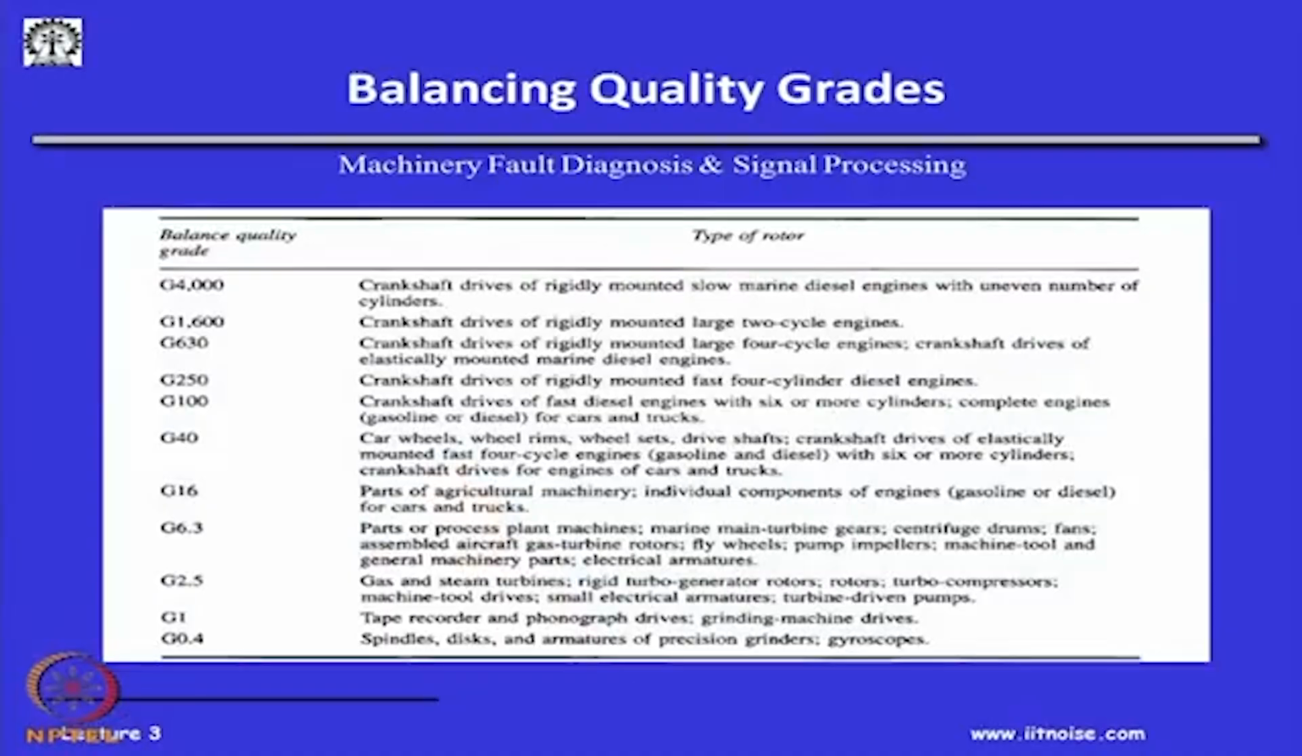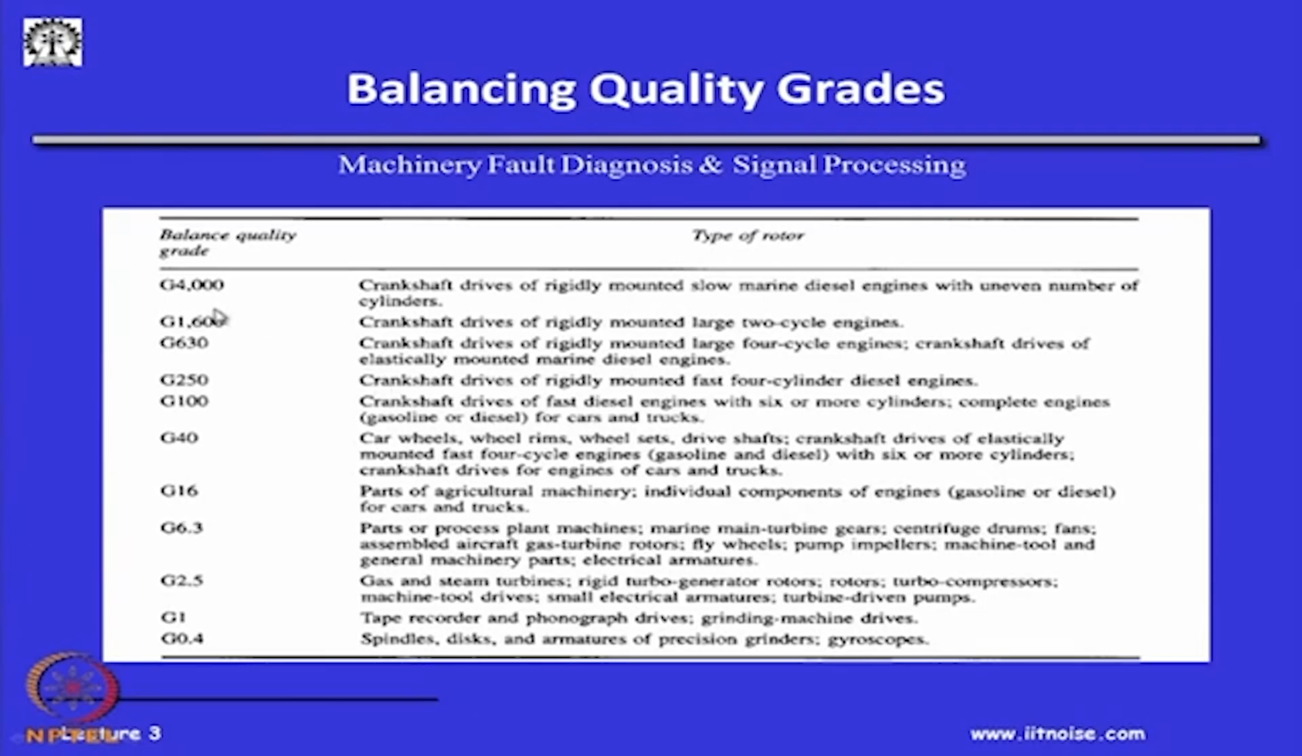Now, this is a typical set of balance quality grades, from the same standard, ISO 1940. The balance quality grade G 0.4 is basically for spindles, discs, armatures, precision grinders and gyroscopes. I will just come to G 100. This is for the crankshaft drives of fast diesel engines with 6 or more cylinders, and complete engines for cars and trucks. That is the G 100 grade.